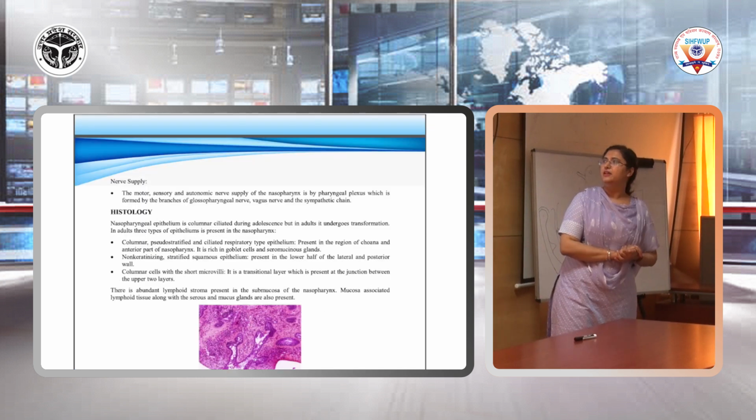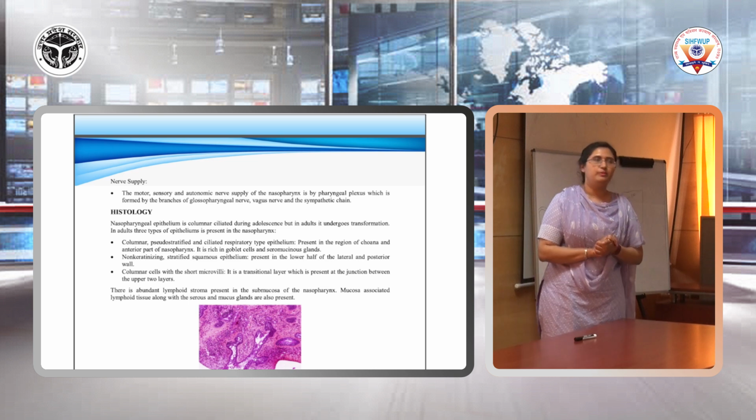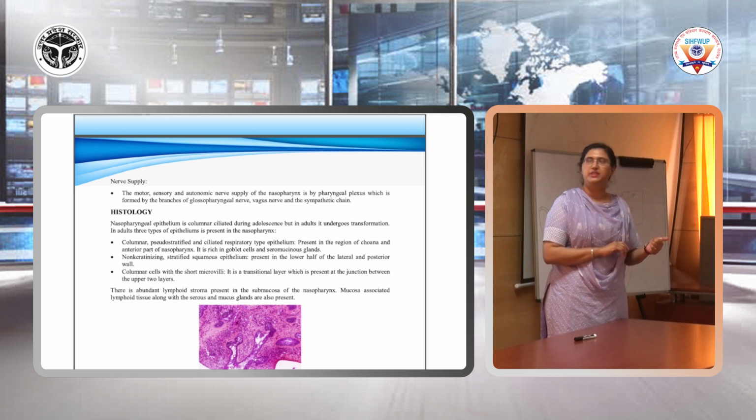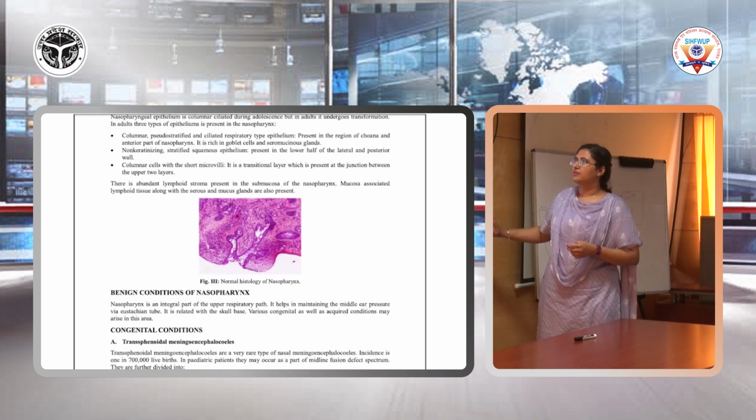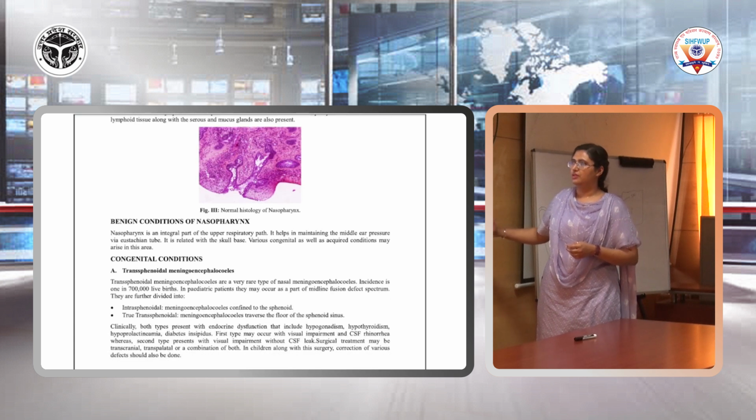Then nerve supply: motor, sensory and autonomic supplies are present in the nasopharynx, and they are formed by the glossopharyngeal nerve, vagus nerve and sympathetic chain. Histology, skip.